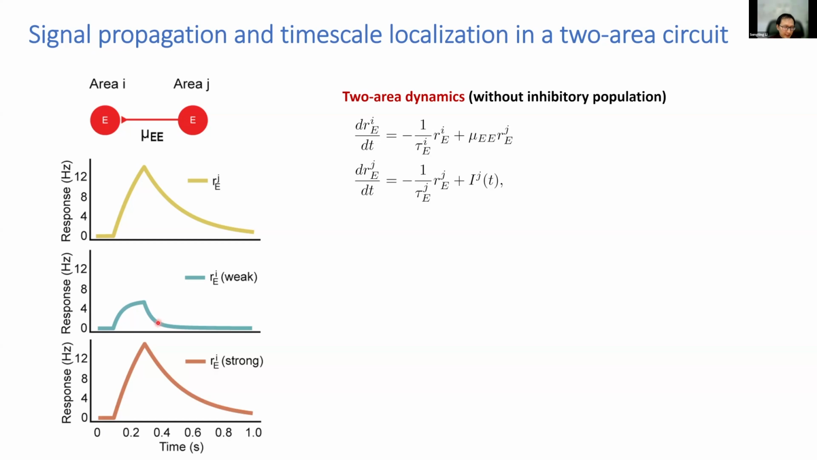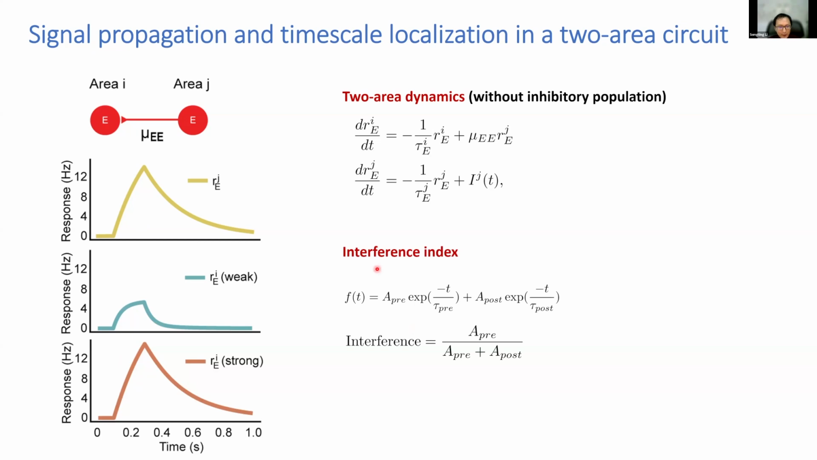And if we increase the coupling strength, we will increase the downstream area's response, but the time scale will be interfered by the upstream's time scale. We can see both the upstream and downstream areas seem to have the same time scale now. Okay, so to quantify the interference of time scale from the upstream area, we can fit the downstream area's decay response using two exponential functions. One exponential is with the downstream's intrinsic time scale, and the other exponential is with the upstream's intrinsic time scale. And then we just compare the coefficients in front of these two exponential functions.